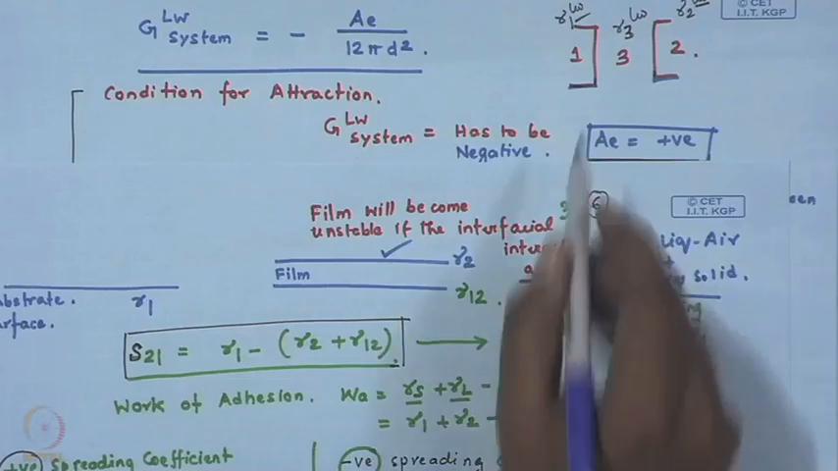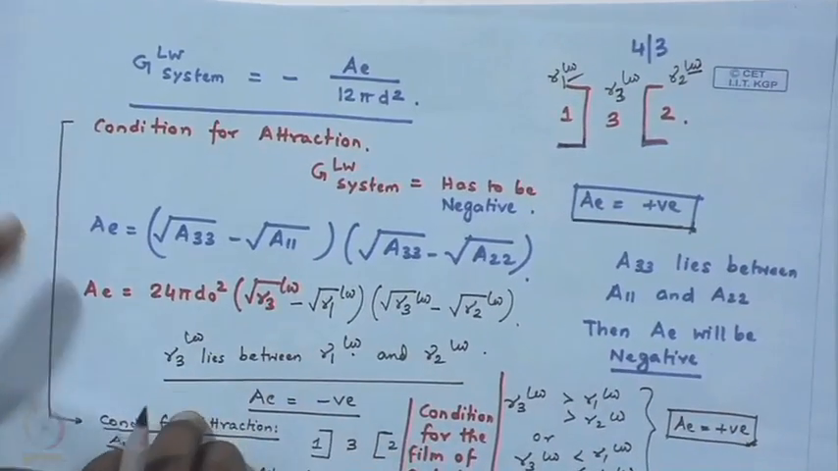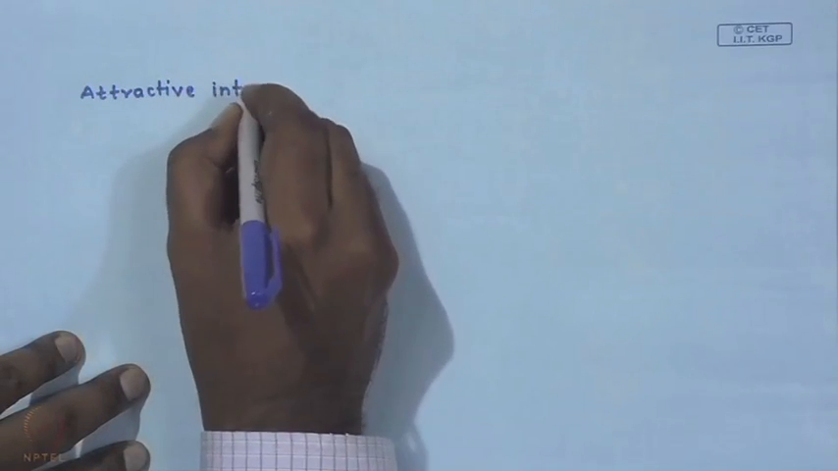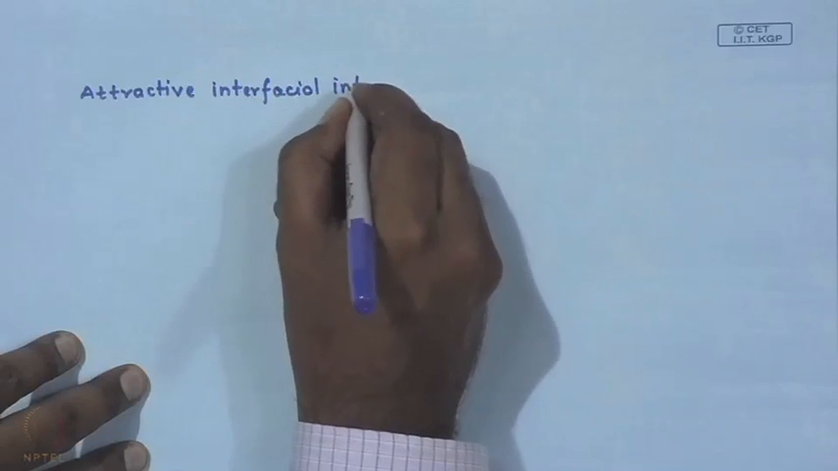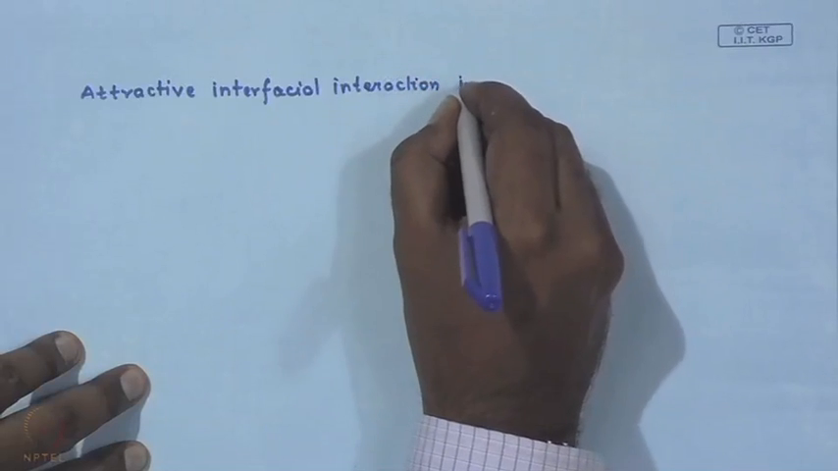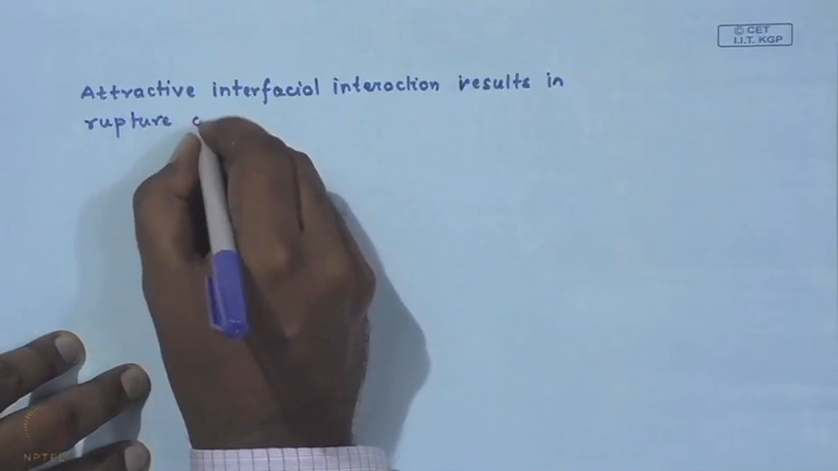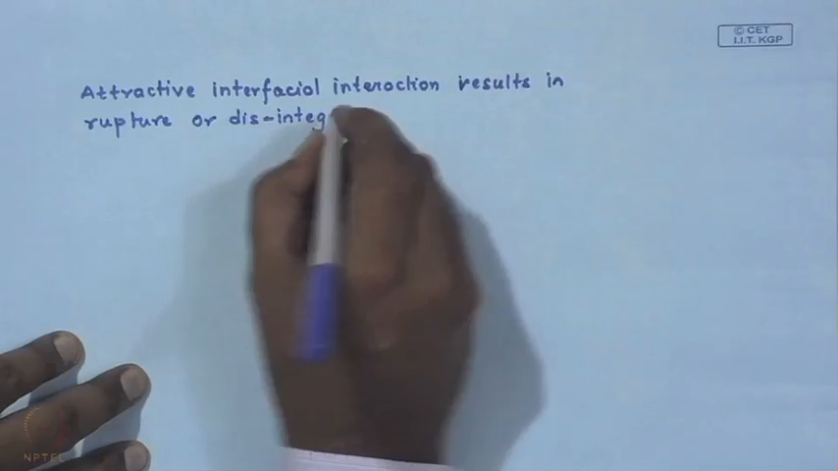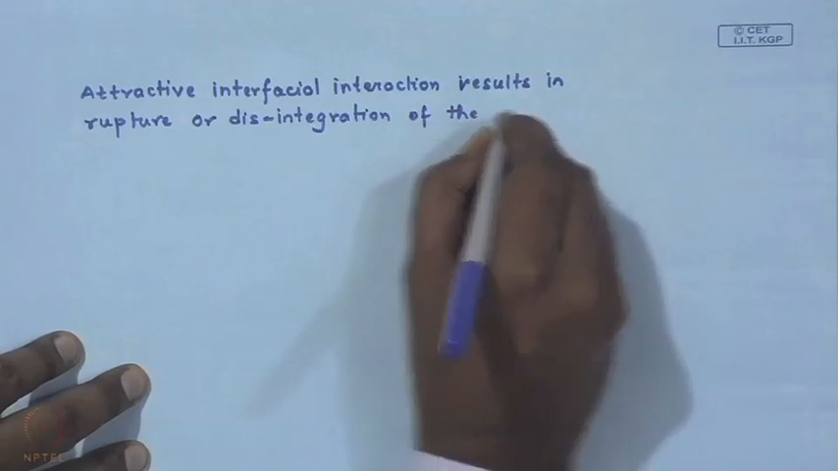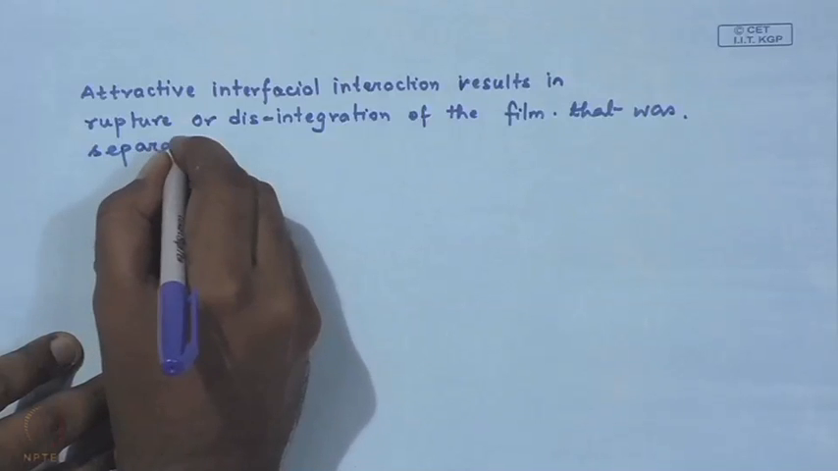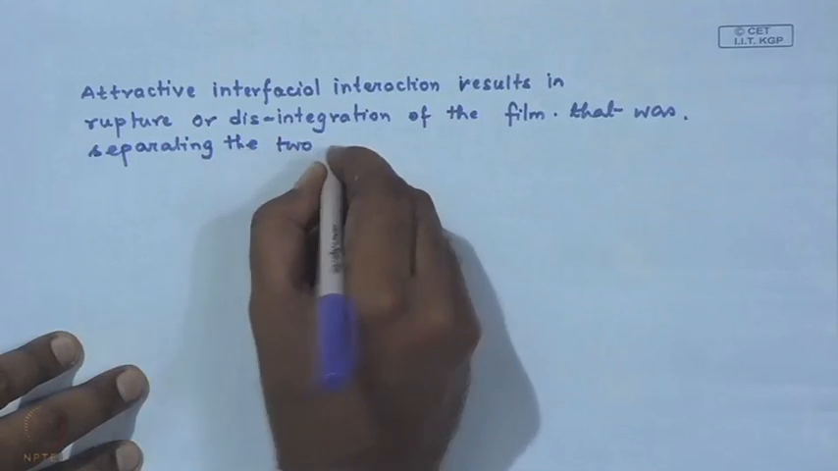So, the condition for attractive interfacial interaction invariably results in rupture or disintegration of the film that was separating the two interfaces.